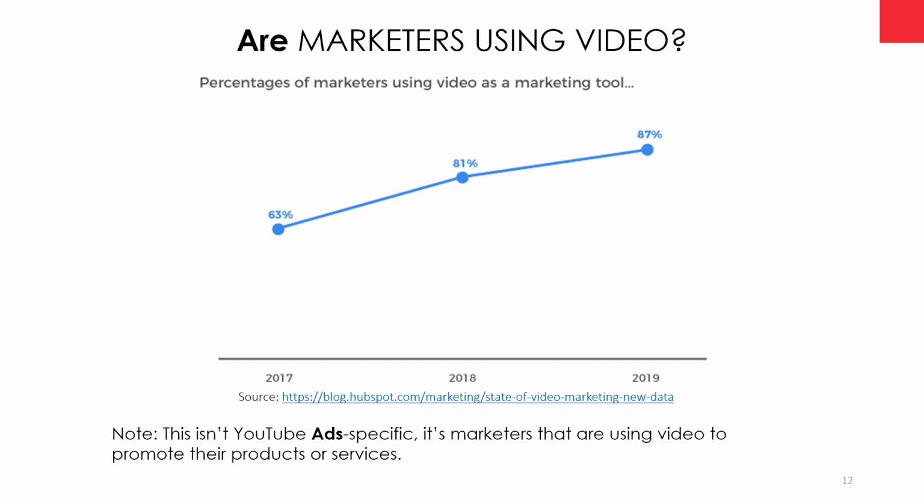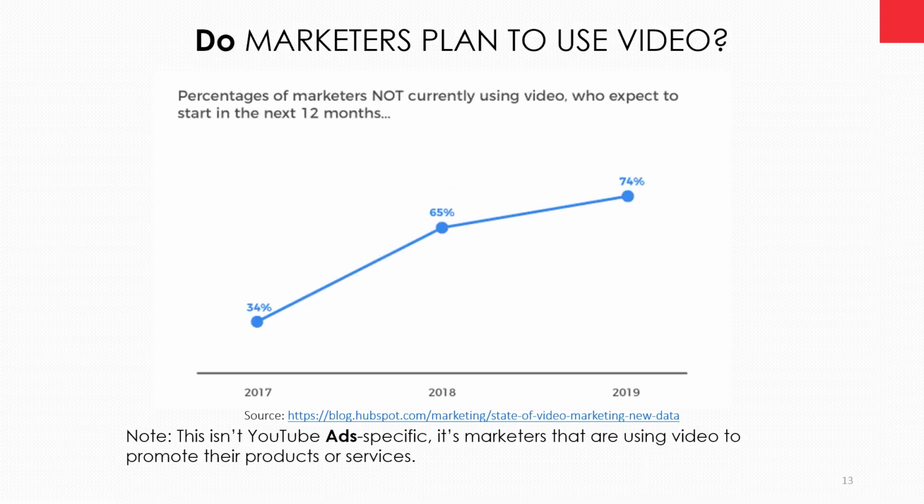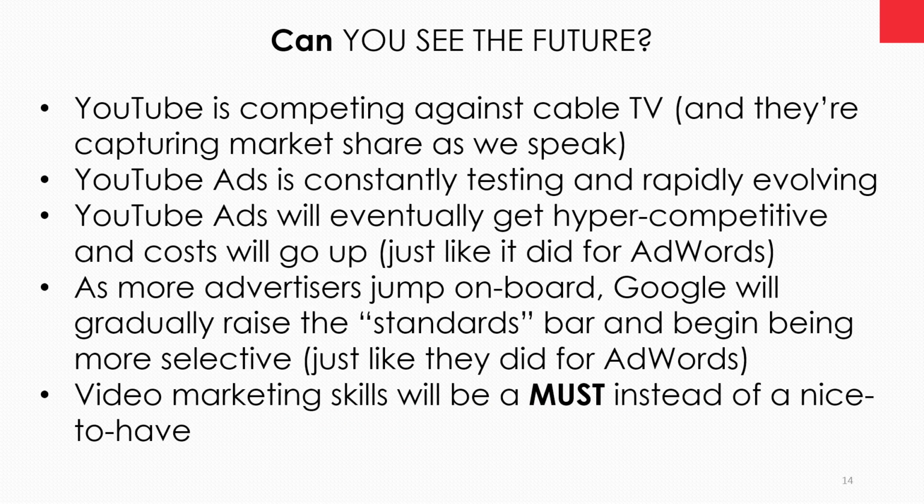Are marketers using video though? Well, as you'd expect, the trend line is on an upward trend. Percentages of marketers using video as a marketing tool. Now, this isn't specific to YouTube ads specifically, but this is video in general. It's increasing. 87% in 2019. So of the marketers that are not currently using video, do they expect to use video in the next 12 months? This is what that trend looks like. 74%. So the answer is yes. And it's just going to continue. Video is becoming more and more of a need to have instead of a nice to have.